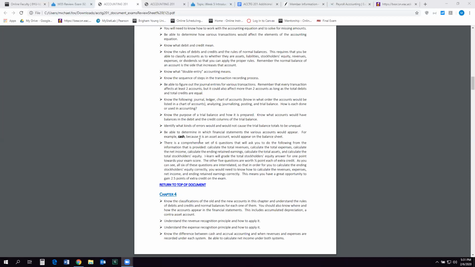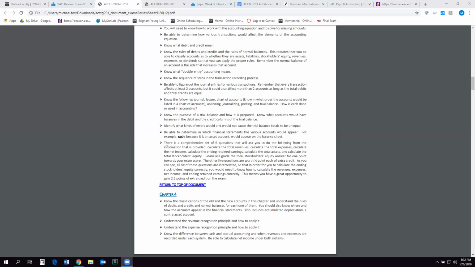Be able to determine on which of the financial statements the various accounts would appear. So remember that on the income statement, we have revenues and expenses. On the statement of retained earnings, we have retained earnings at the beginning of the period, plus any net income, and that comes off of our income statement, minus any dividends, and that would give us our retained earnings at the end of the period. And then our balance sheet will have our assets, our liabilities, and our stockholder equity.